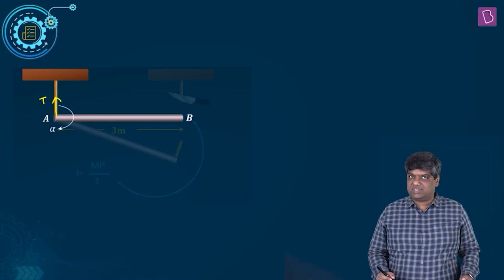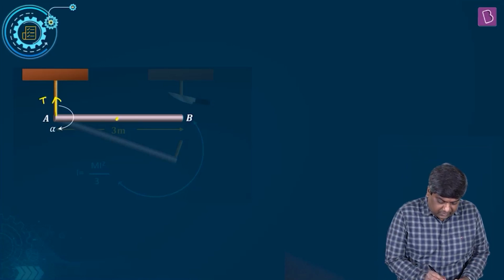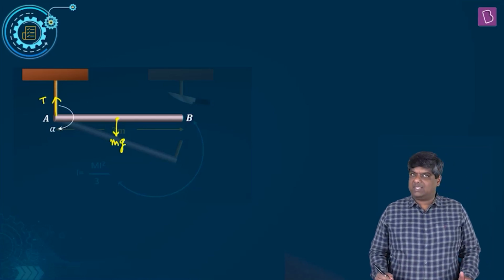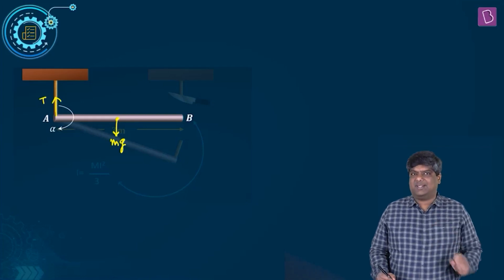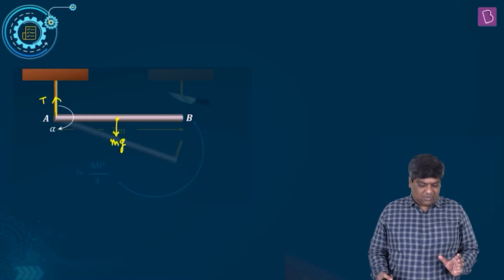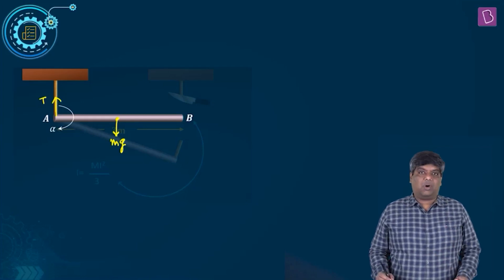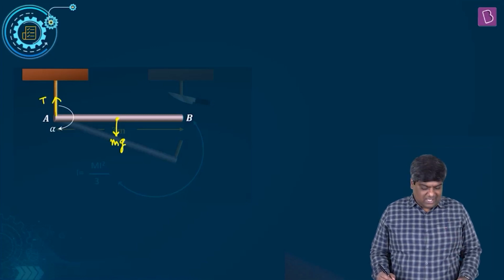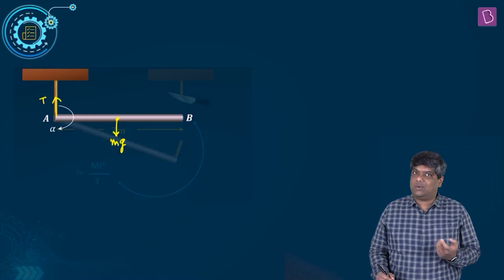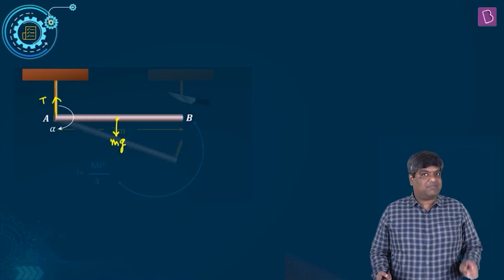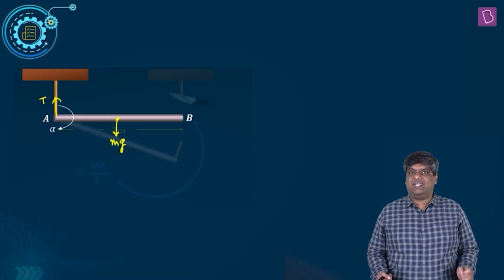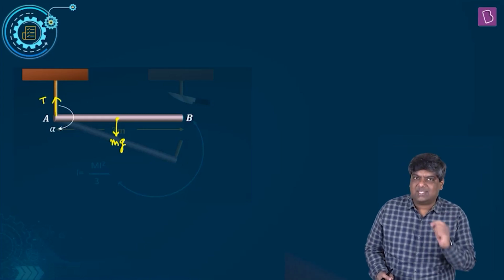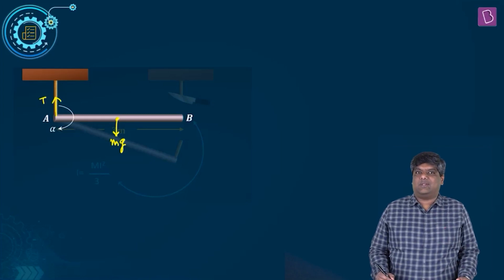The other string just vanishes, and mg is acting vertically down as always. So these are the only two forces, and I want alpha. So instead of calculating net force, I would like to calculate net torque. About which point? Well, about A would be very beneficial for me, because then T will not have any torque. I don't know the value of tension, isn't it? But if I choose A as my reference point for finding the net torque, T is passing through A, so it will not have any torque.